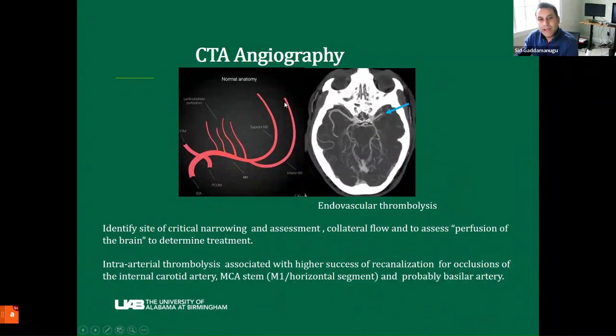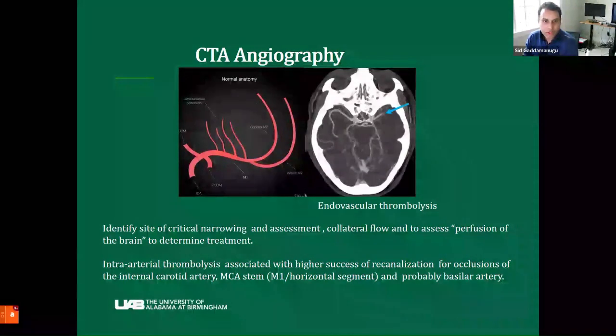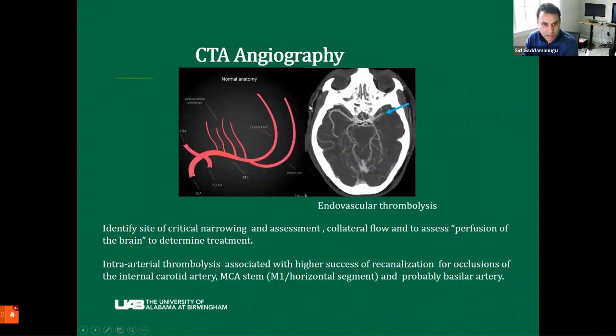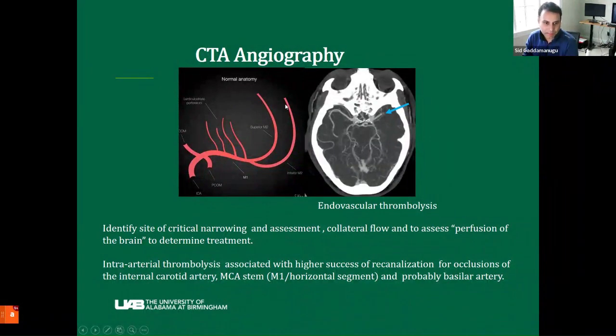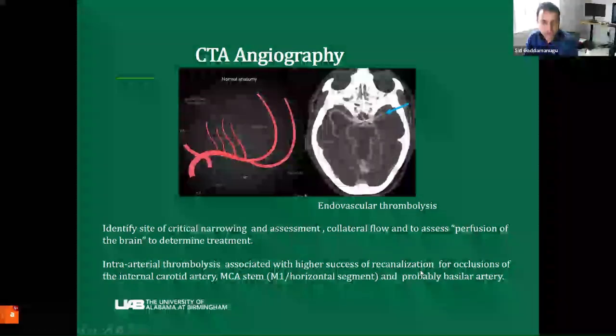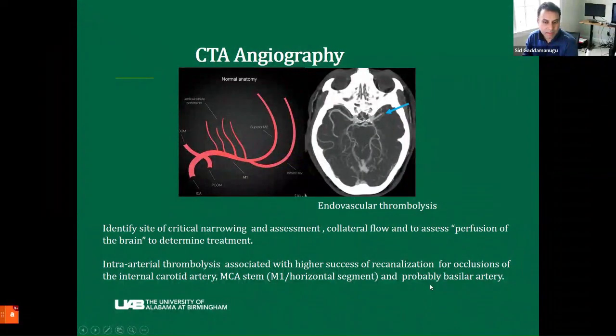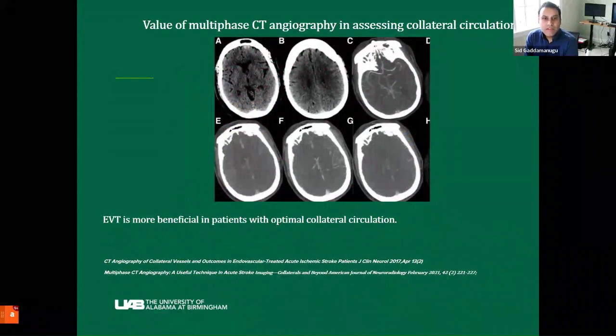And mechanical thrombectomy for M2 is kind of questionable. Some centers go even up to the M2, but many centers stop at the M1, which is the horizontal segment. But some centers even do M2 mechanical thrombectomy. And there are many centers which also do mechanical thrombectomy for basilar artery, although it's highly controversial. And still there are a lot of studies being performed on whether endovascular treatment can be performed for basilar artery. So let's look at the role of multi-phase CT angiography.